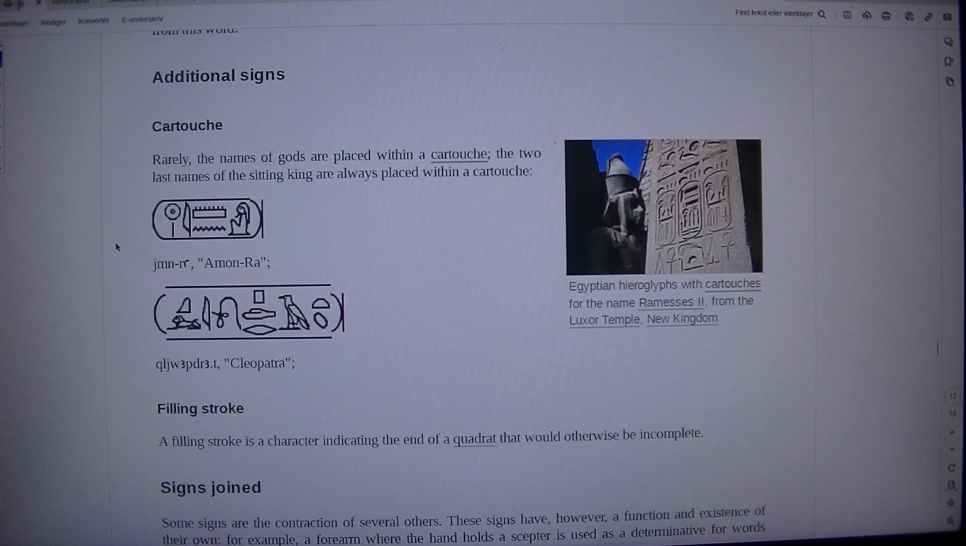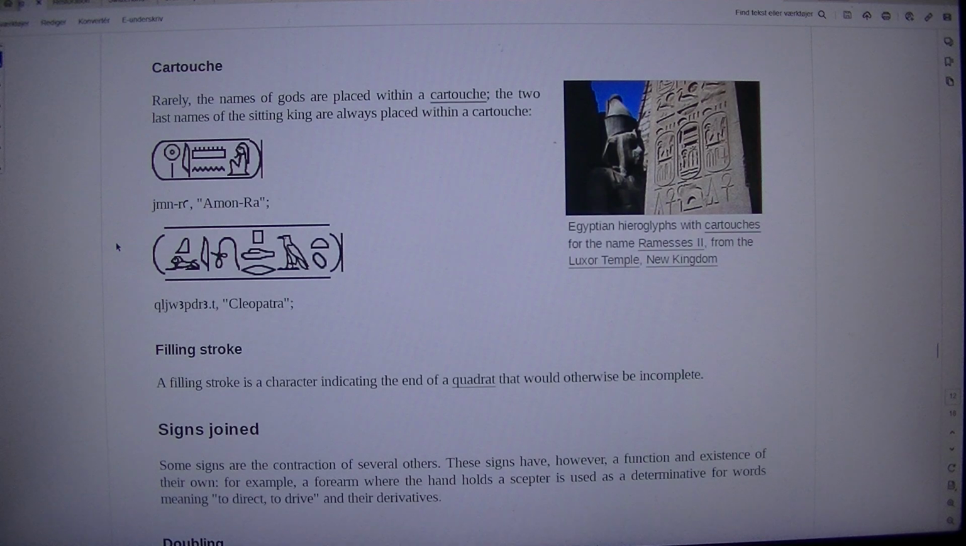Rarely, the names of gods are placed within a cartouche. The two last names of the sitting king are always placed within a cartouche. N5 Z1 I Y5 N A40, Amon-Ra, and Q E23 I V4 P D R A T H8.